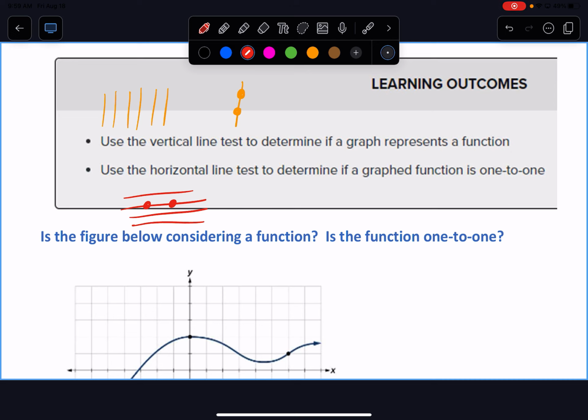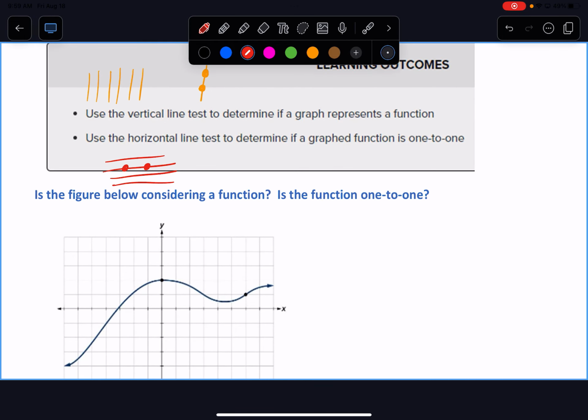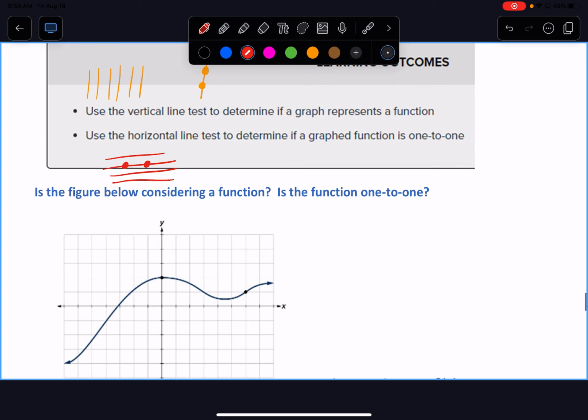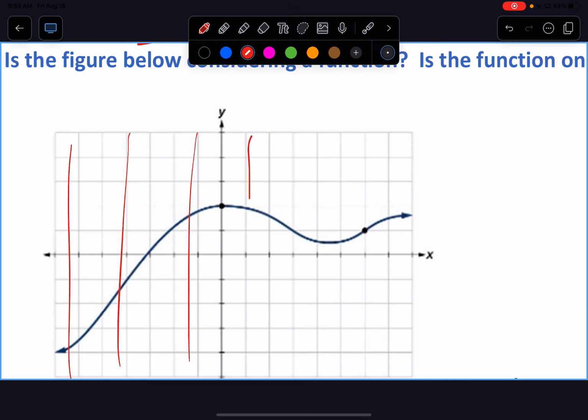So let's look at this picture here. So remember, function is the vertical line test. 1-to-1 is the horizontal line test. So look at this graph right here. Is it considered a function? Let's draw vertical lines. Does it ever hit my pencil more than once? Just once. Look, once right there, once right there, once right there, once right there. Yes, everybody? So is it a function? Yes.